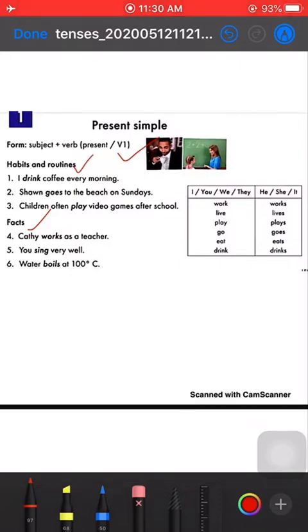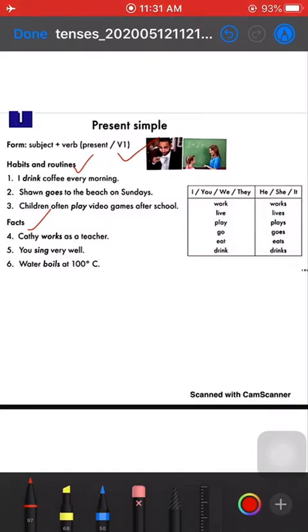2 and 2 makes 4. Does it happen that 2 and 2 makes 5? No. So that's a universal truth. 2 and 2 makes 4. But the two main uses of the present simple are habits and routines and facts. Okay.